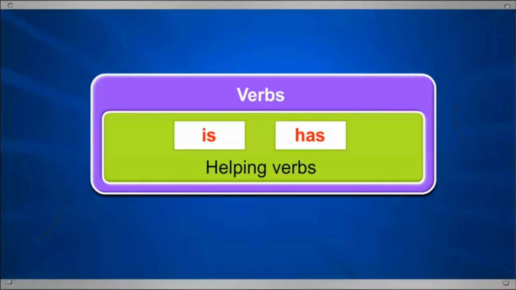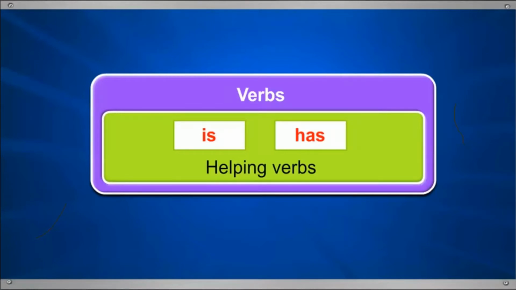Please write down in your notebook. Okay, they come under the category of verbs called helping verbs. They tell us what happens. These helping verbs tell us what a noun, the subject, is doing or what it is.